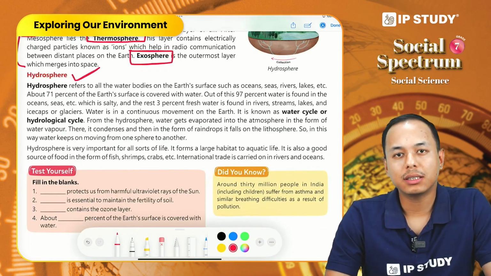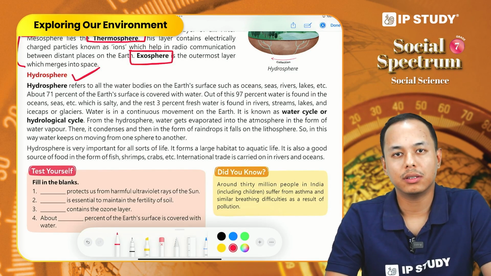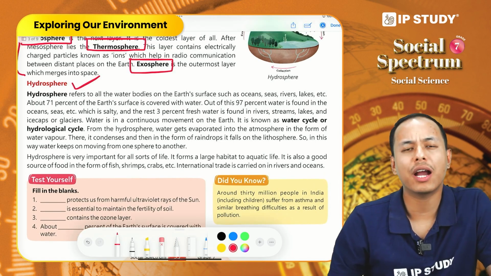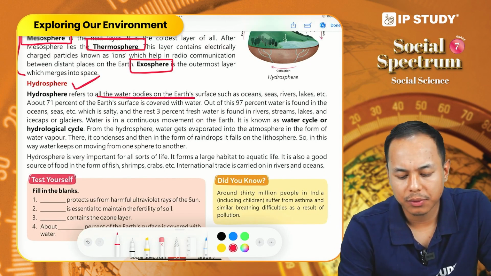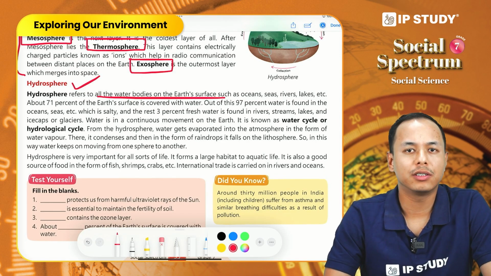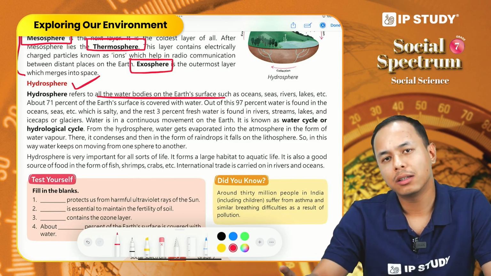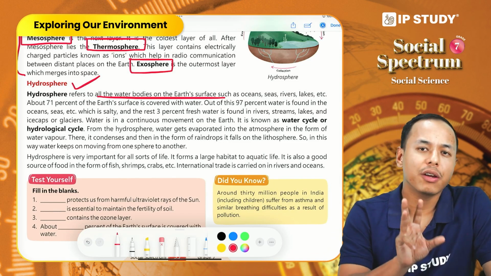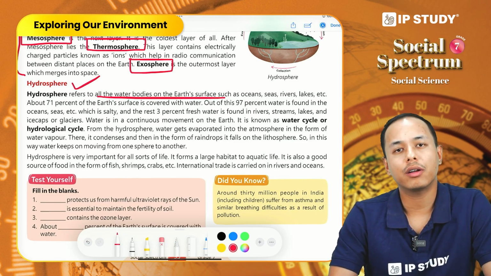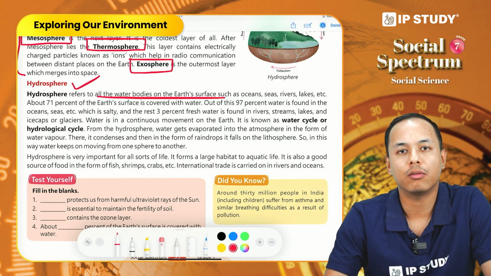Now let us discuss another important realm of the earth or the environment, that is hydrosphere. So hydrosphere refers to all the water bodies of the earth's surface such as oceans, seas, rivers, ponds, lakes and so on. Okay, about 71% of the earth's surface is covered by water. However, we do have water scarcity.